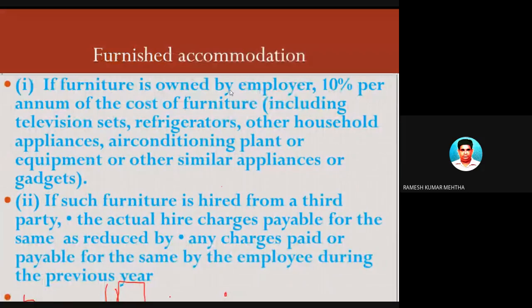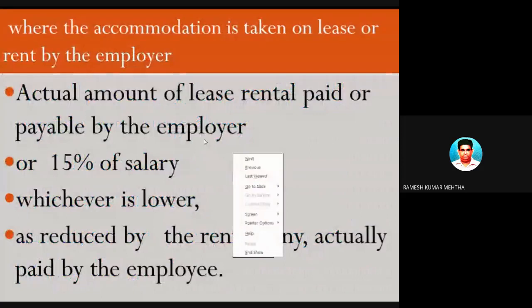If such furniture is hired from a third party, now sometimes what is happening is that this furniture does not belong to him. This TV, this refrigerator, these sofa sets and other furniture are not owned by the employer. He is taking this furniture on rent, or hiring it from a third party. Then the value of the perquisite in the hands of the employee is the actual hire charges payable by the employer to the third party, and you reduce from that any charges paid by the employee towards the use of this particular furniture. I will just explain it. Hope you will understand with this.